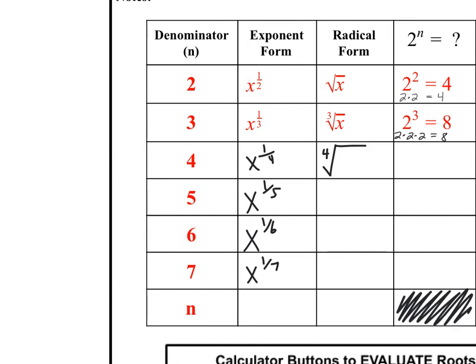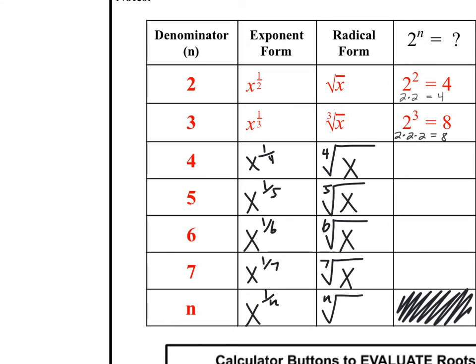Hopefully you noticed by now whatever number is in the bottom of the fraction goes in that little notch of the root, the radical. So it would look like this. So that means that whatever number n is on the bottom, that's what goes in that little notch.